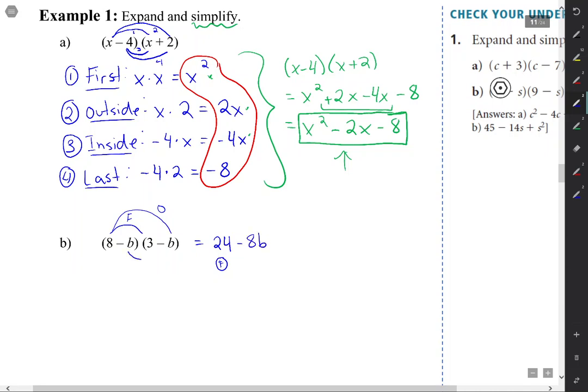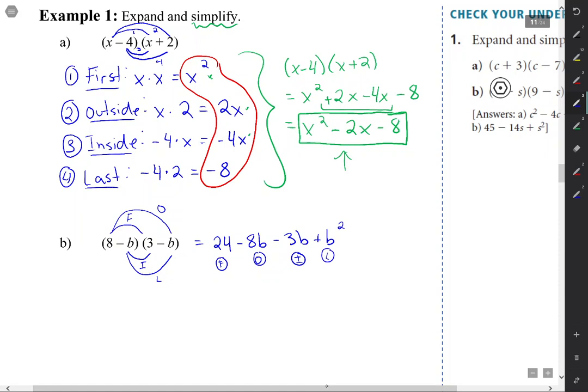Then let's do the inside, negative b times 3, which is negative 3b. And finally, the last terms, negative b times negative b, which would leave us with plus b squared. Because remember, a negative times a negative is equal to a positive. And b times b gives us b squared.